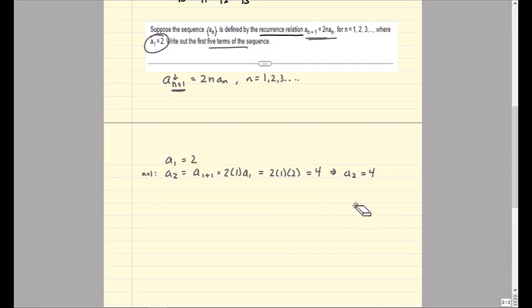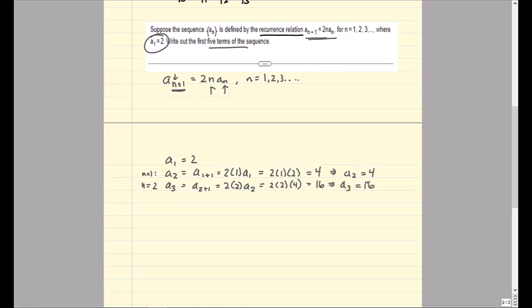Now we're going to use that information as we go to our next one, n equal 2. So for n equal 2, I would have here that a sub 3, because I have a sub 2 plus 1, is equal to 2 times n right here, which in this case is 2, times a sub 2. I know we're going to have a sub 2 here because n equals 2 for this case. So I just plug everything in. A sub 2 was 4 in my previous step. That's the recursive part. So I have 2 times 2 is 4, 4 times 4 is 16. So a sub 3 equals 16.